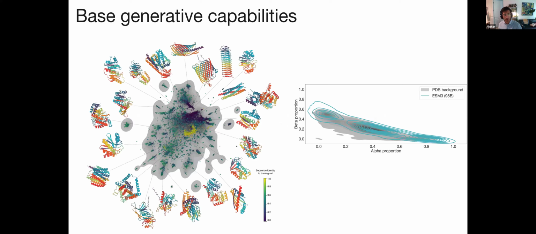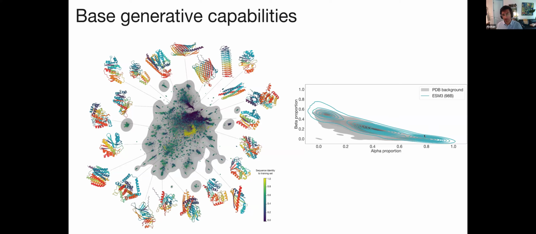Cool. So the first thing we looked at when generating proteins from ESM3 were some basic generative capabilities. So that's like freely generating proteins from the model. And this results in a set of proteins here that mimics the distribution of natural proteins. So the gray is essentially the distribution of natural proteins in the PDB, and the colored points are samples from the model that mostly fall within this natural distribution.